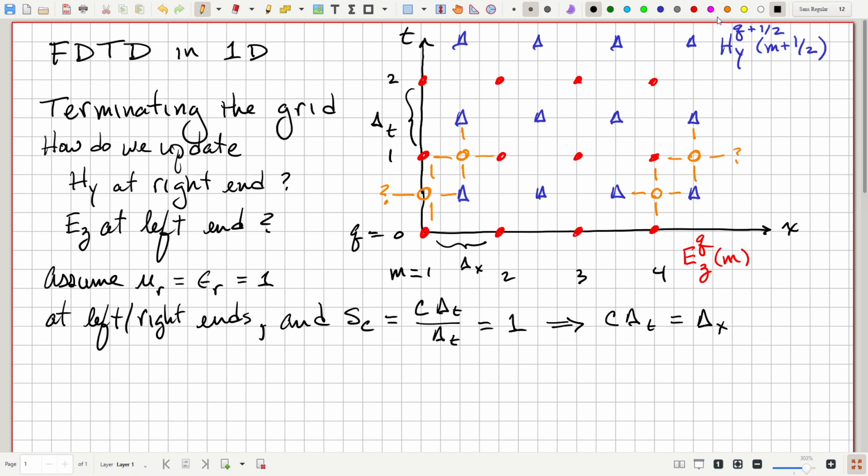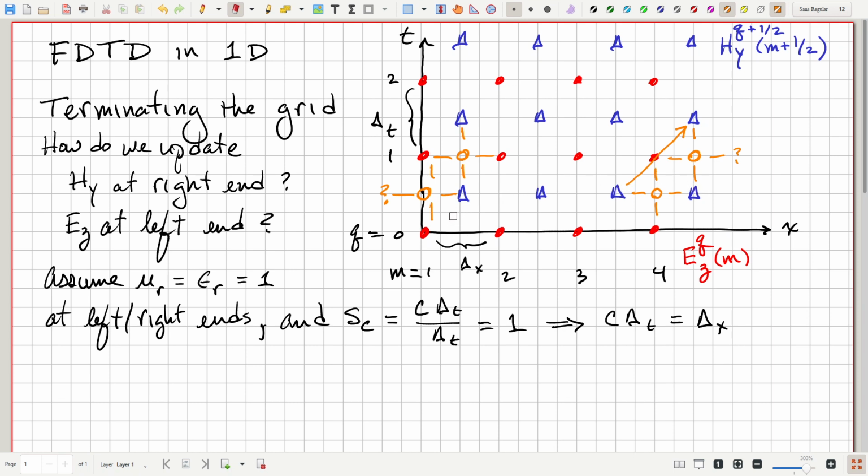Well, let's go over here to our grid and let's just plot that out. So consider this value of hy right there. In one time step, going from q minus 1/2 to q plus 1/2, it travels one spatial step in one time step. Well, that would look like this. In other words, under this condition, this value would propagate and then end up as that value. In one time step, it would go one space step to the right.